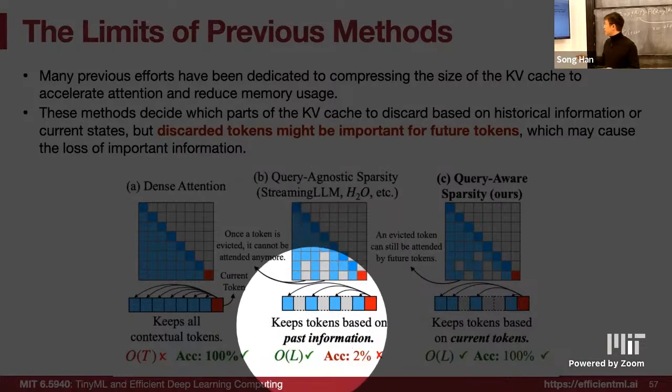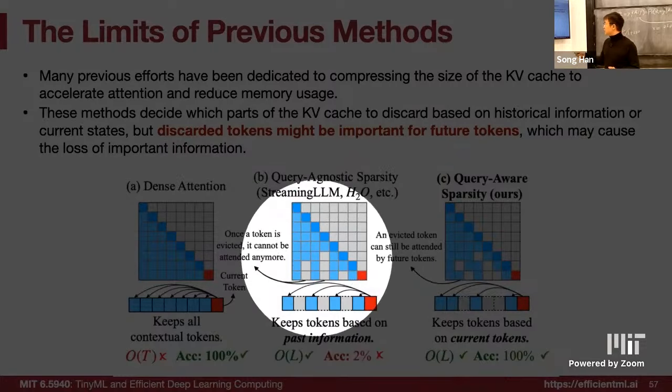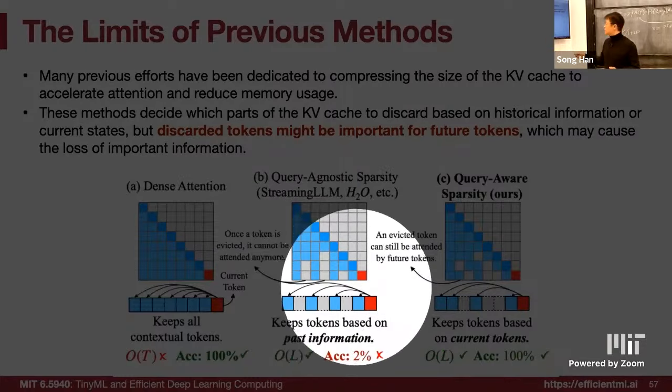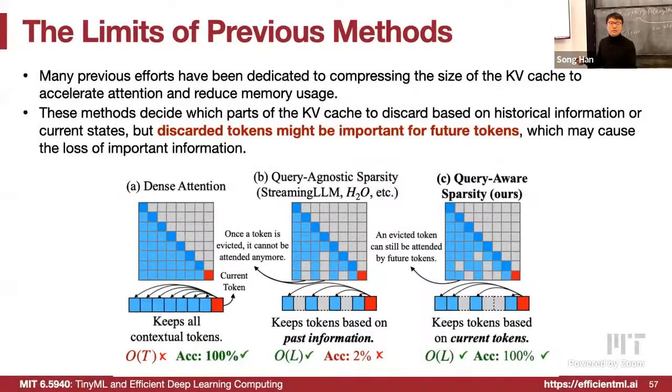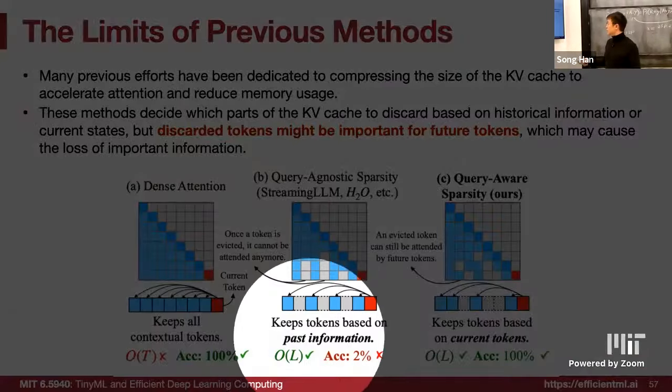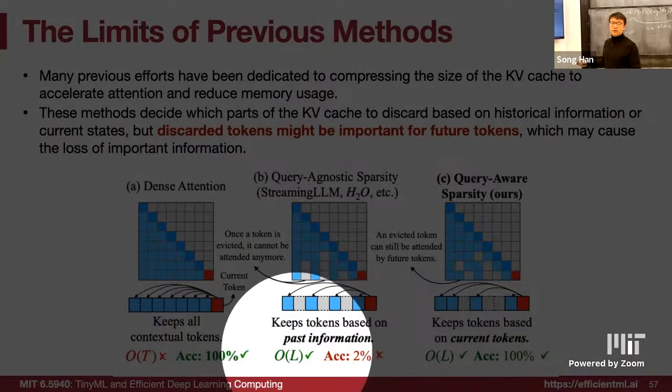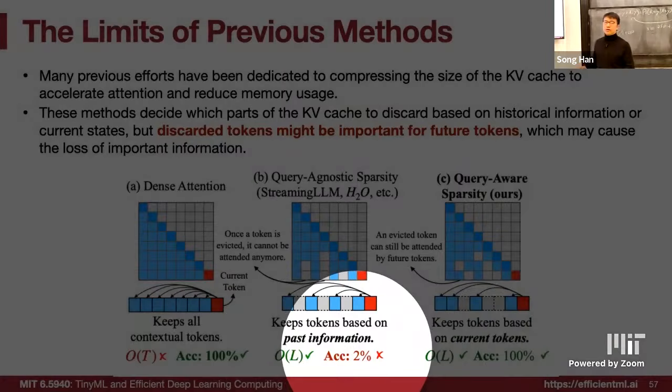Okay? So we keep the token based on past information. If this token is not important here, it will never be important in the future. Similarly, for this token, once it's pruned based on the previous information, when future tokens come, it will never recover. So although it solves the memory issue, the accuracy is pretty low.